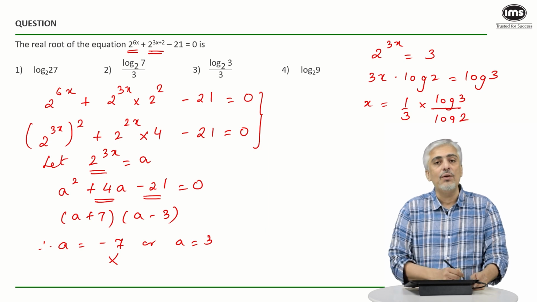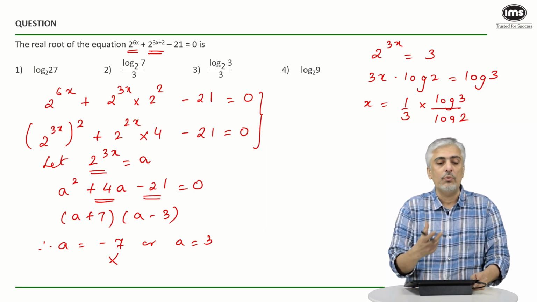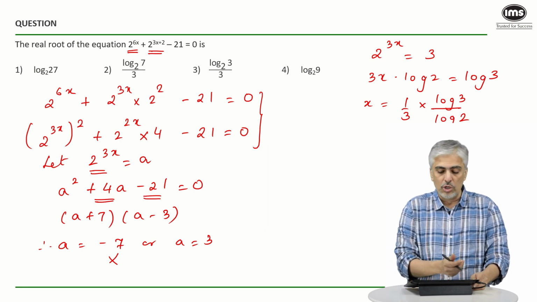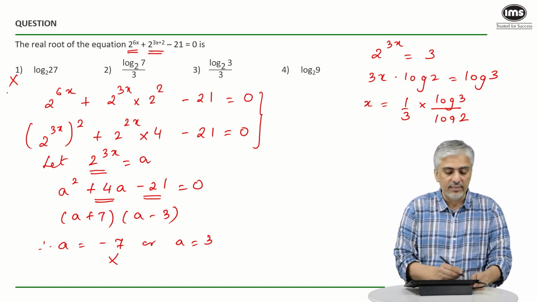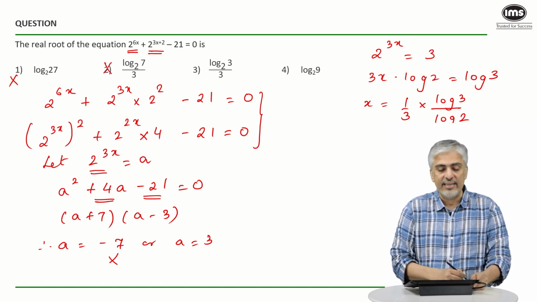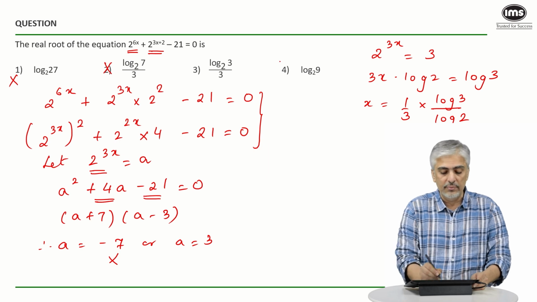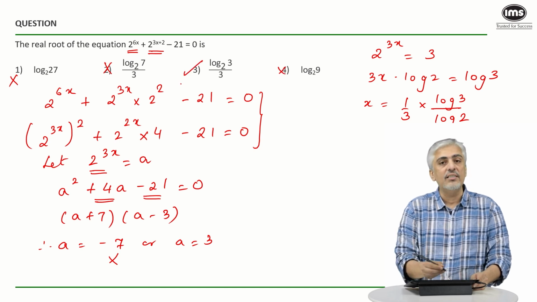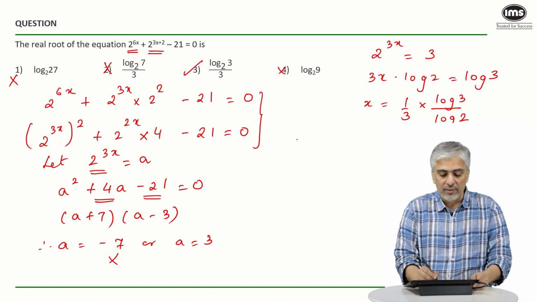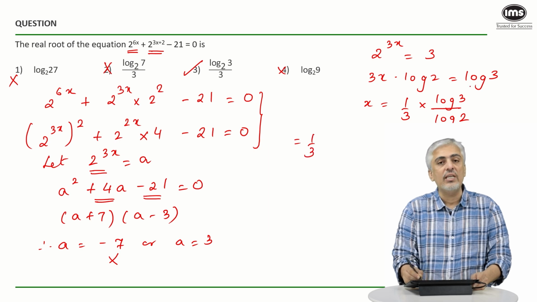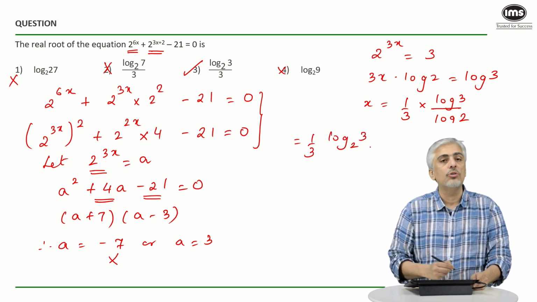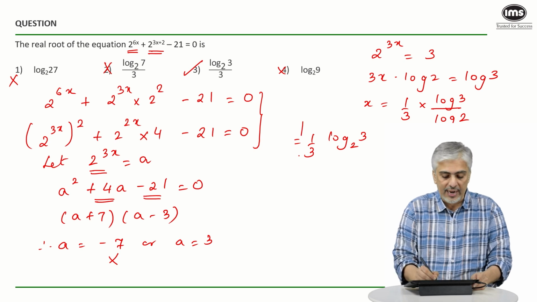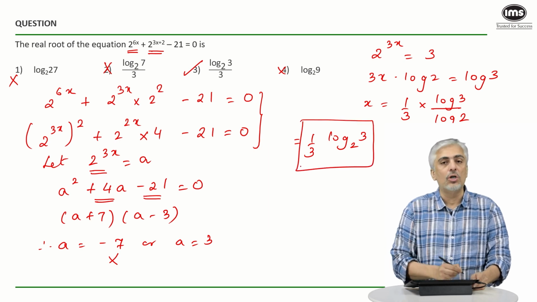At this stage, I would have gone to the options to have a look at what kind of options are there. Log 27 doesn't look right, so that's not my answer. Log 7 is not even there in the question, and log 9 also will not come. So this is definitely my answer. So 1/3 remains as it is. Log 3 upon log 2 can be written as log 3 to the base 2 using the properties of log, and that is your answer, which is the third option.